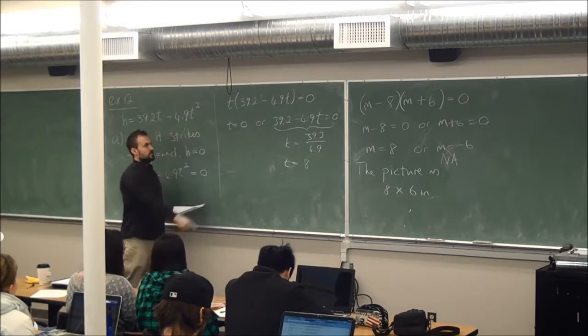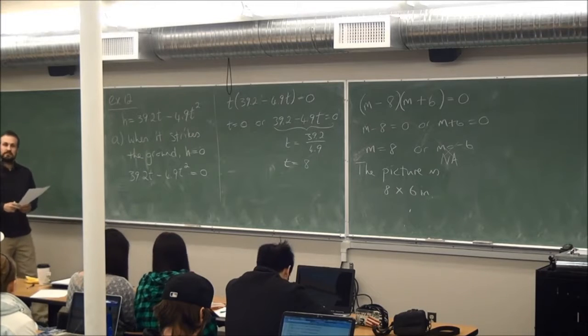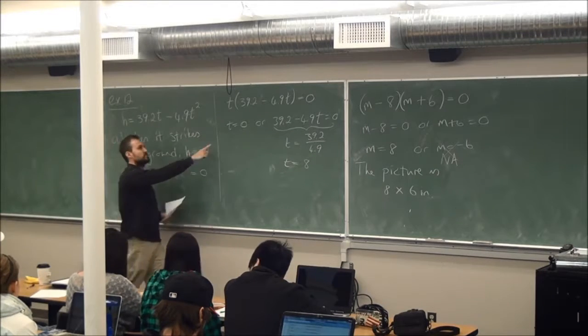Do both of these values of t make sense? Why is there a 0?